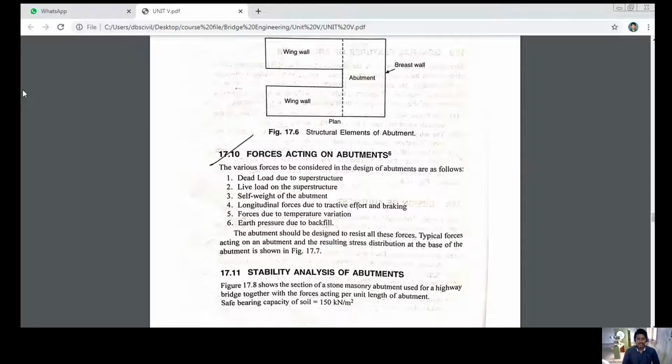Next, earth pressure due to backfill. As I said earlier, abutments belong to either side of the bridge, where it gets started and ends. When it is getting started, we have to give some backup support. Due to that backup support, we can enter into the bridge. While giving a backup support, we should have huge calculations and analysis when we build that.